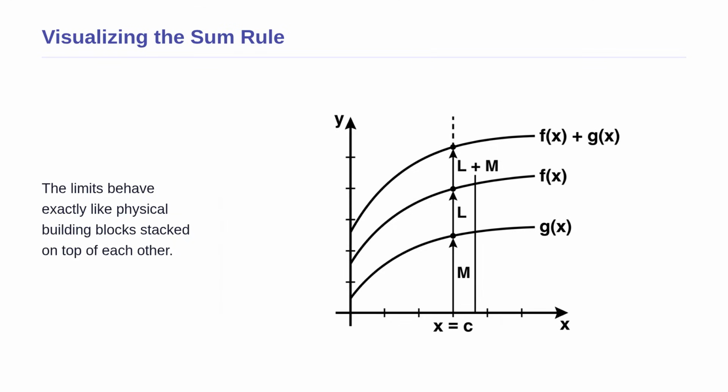Now look at the top curve, which represents the combined function. Its height at point C is exactly equal to the height of f of x stacked directly on top of the height of g of x. The limits behave exactly like physical building blocks.